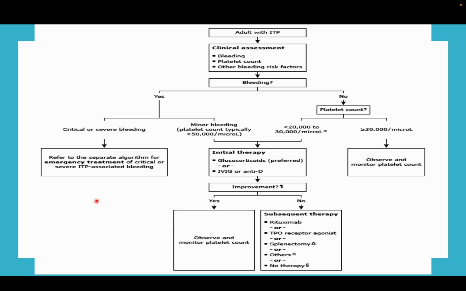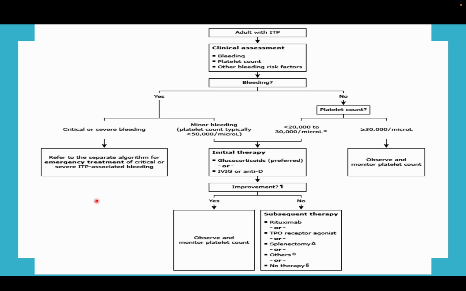So initial therapy is always glucocorticoid. One more: if a critical or severe bleed is there, you can give IVIG. One more therapy is anti-D, that is anti-RH. For the patient to be given anti-D, the patient should be RH positive, should have splenomegaly, and hemoglobin should be more than 10.